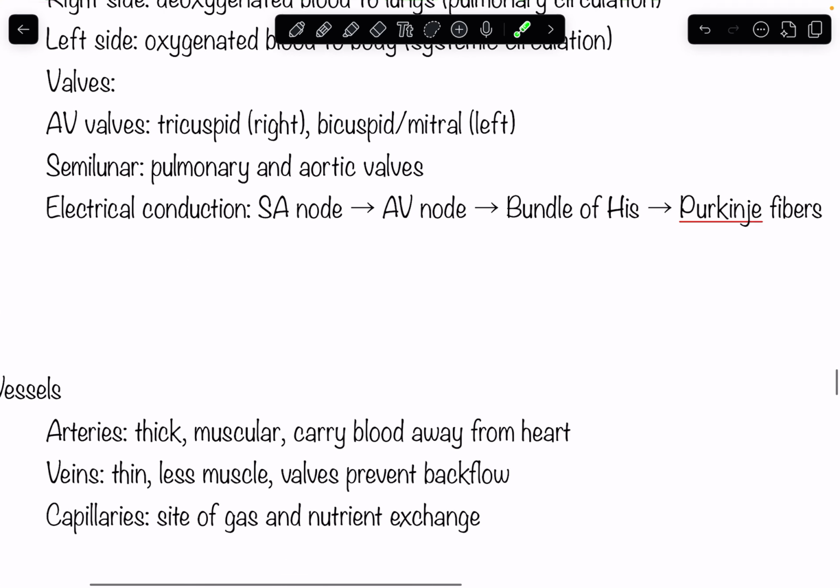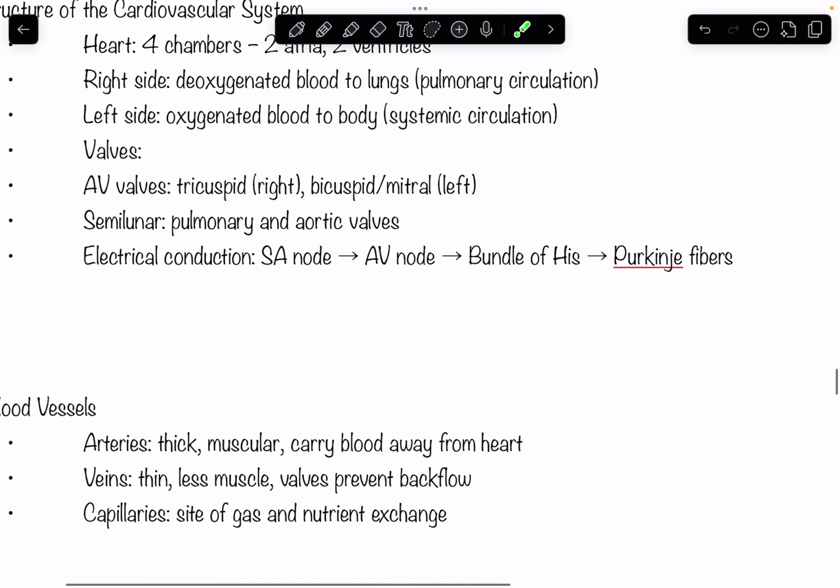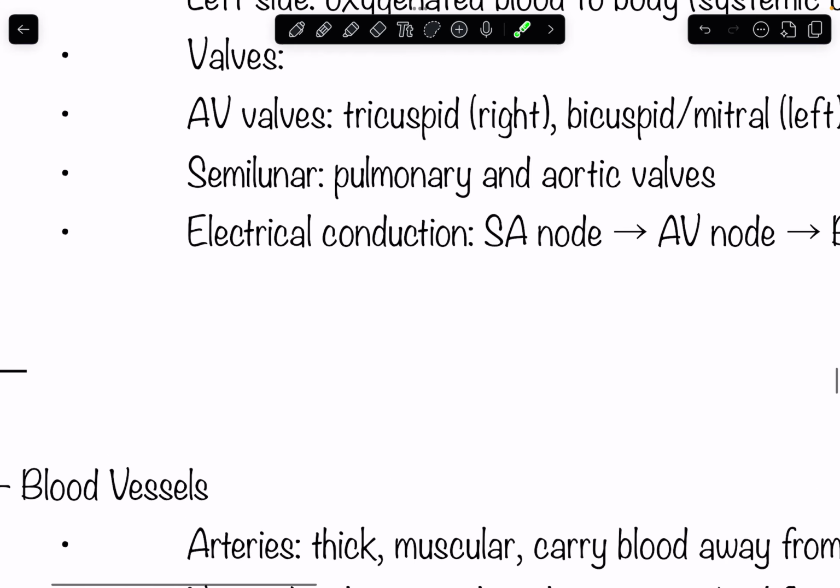The most important thing, I think, out of everything, well, I guess all of this is important, but you really do need to make sure you know this order of things: SA node, AV node, bundle of His, and then the Purkinje fibers. You also need to know that the heart depolarizes on its own. The heart starts its own conduction, and it can do that because it depolarizes on its own.